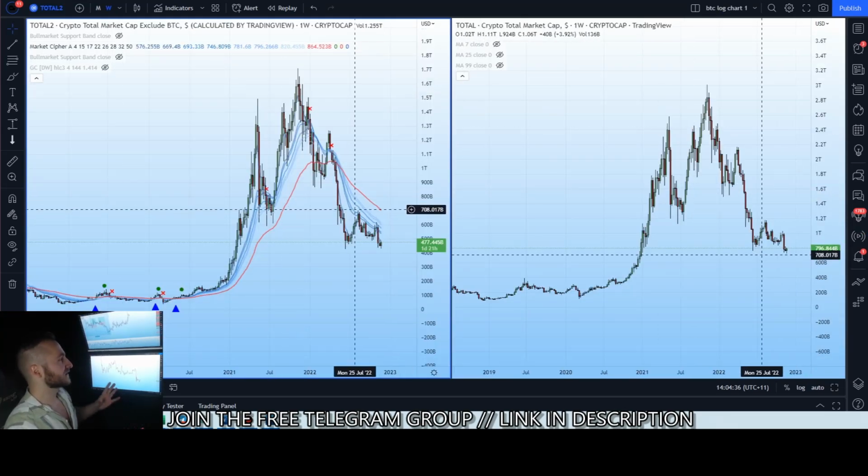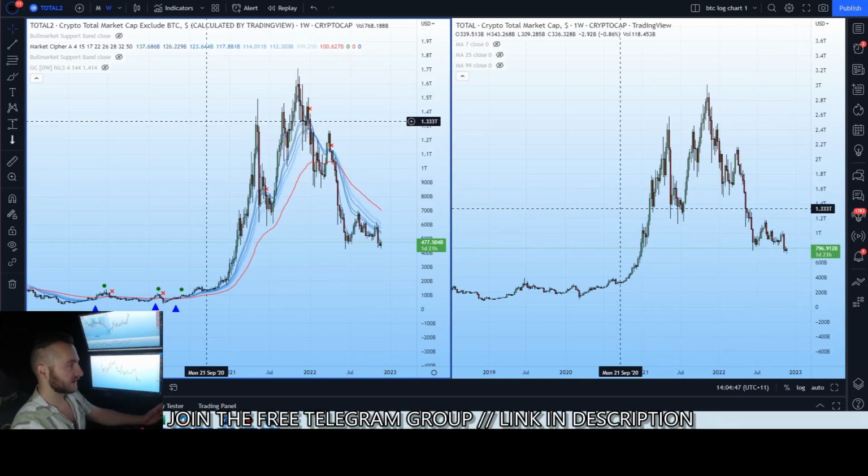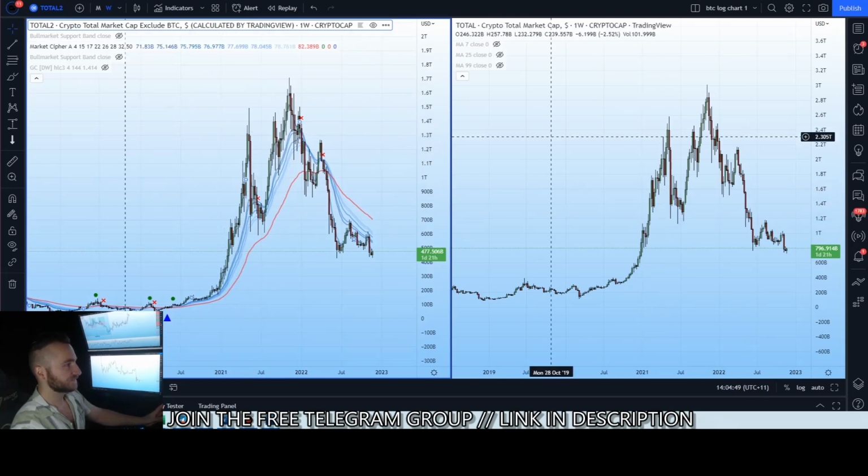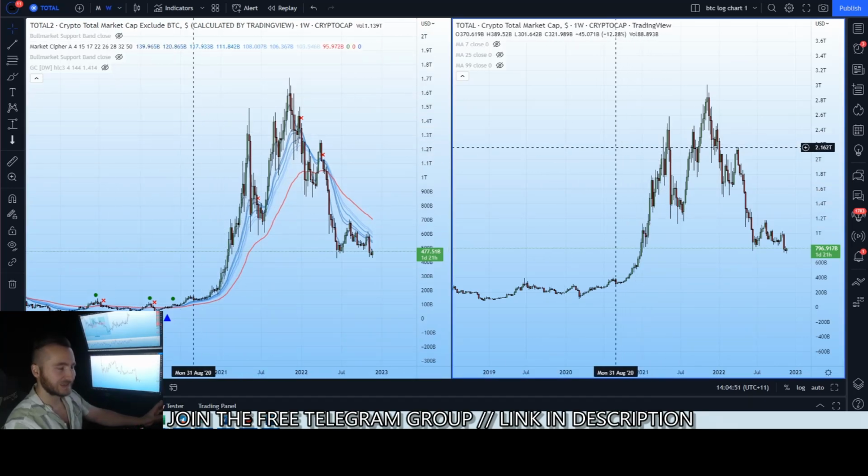This is the difference between Bitcoin performance and altcoin performance at different phases entering the bull market. What performs differently? And we have to keep this in mind. The one on the left is altcoin market cap, so everything excluding Bitcoin. The one on the right is a total market cap, including Bitcoin.